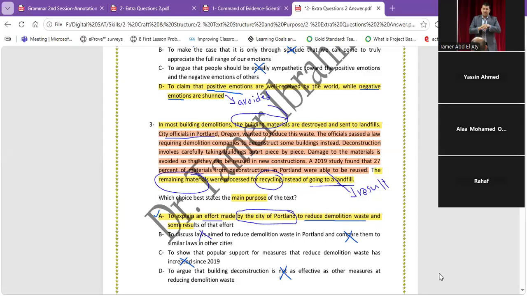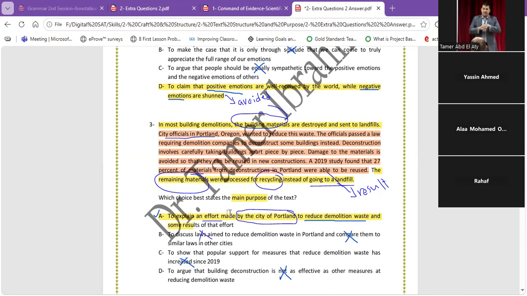A, to explain an effort made by the city of Portland to reduce demolition waste and some results of that effort. This is actually near to the answer, or we can keep it, because it states the aim, which is reducing demolition waste, by the city of Portland. But he doesn't mention the city of Portland in the first and last sentence, just to be clear; it is explained in later sentences.